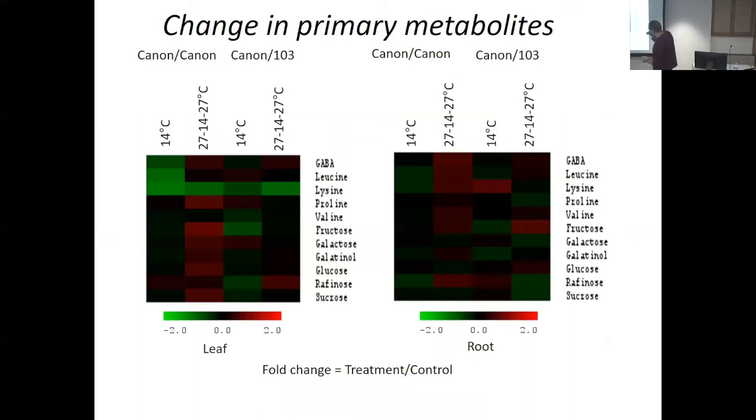And there are fewer differences when the rootstock is 103. So this was just an example of aeroponics, and this is also work in progress. We did publish not all of it, but some of it.